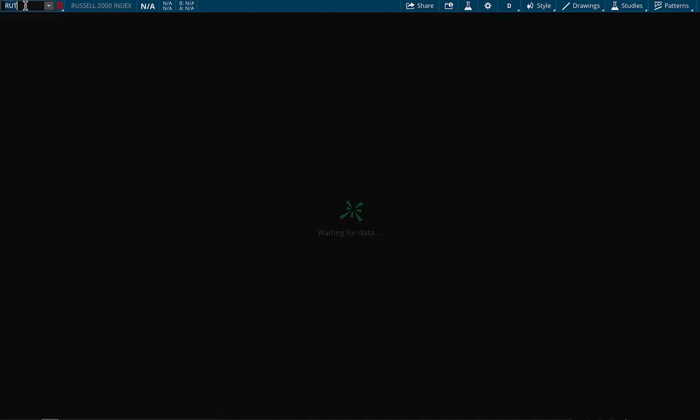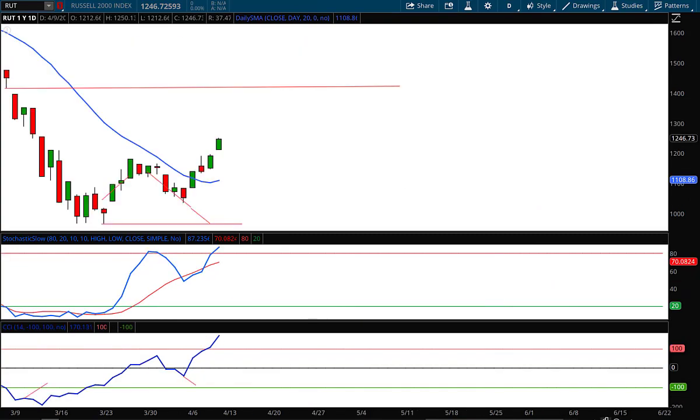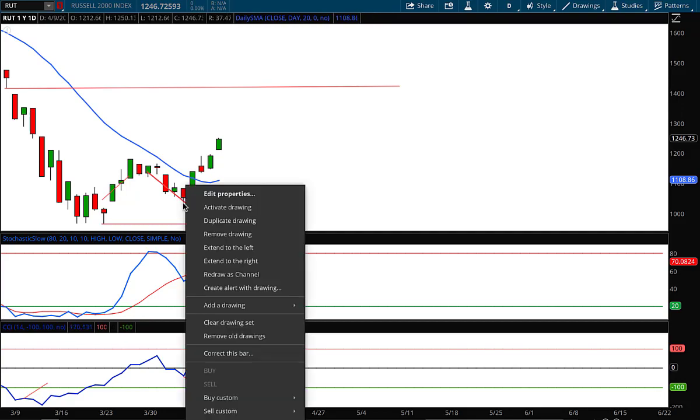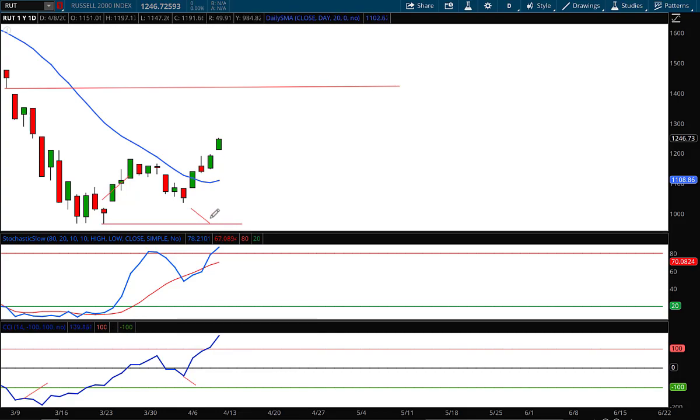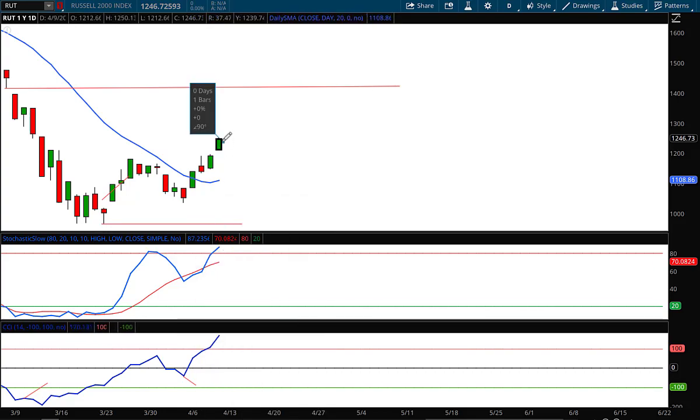Now, if we look at the Russell 2000, ticker symbol RUT, this is a more broad-based index. Interestingly enough, we gapped up on Friday here, and while we did pull back a little bit on the Russell 2000, it didn't get all the way to my support level. So I'm going to erase this line and say the pullback is going to happen just like that.